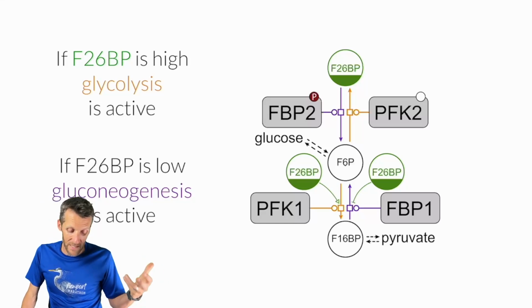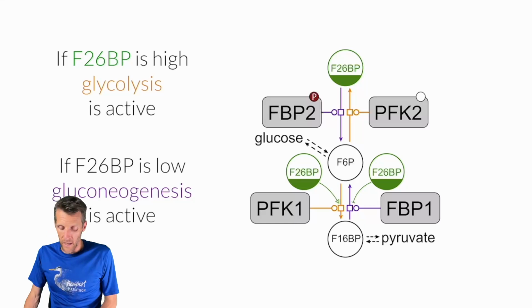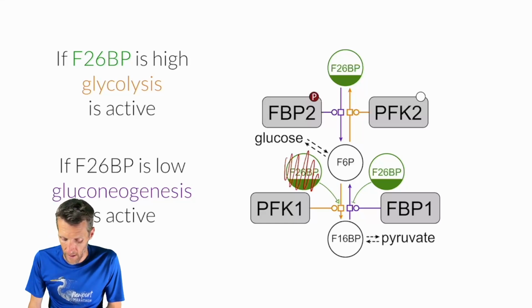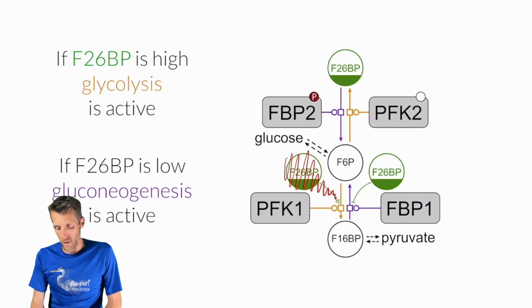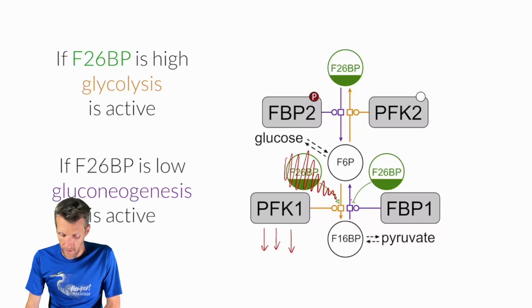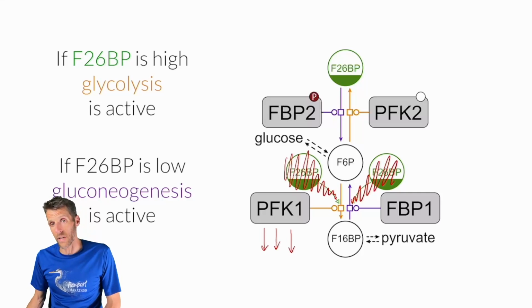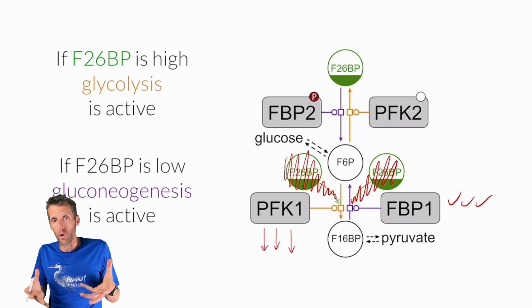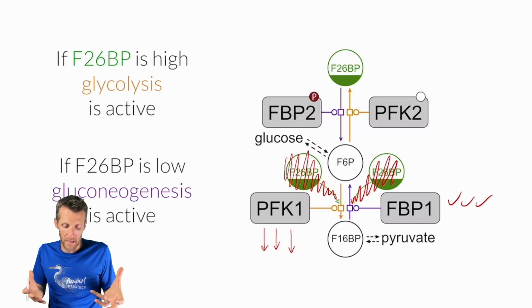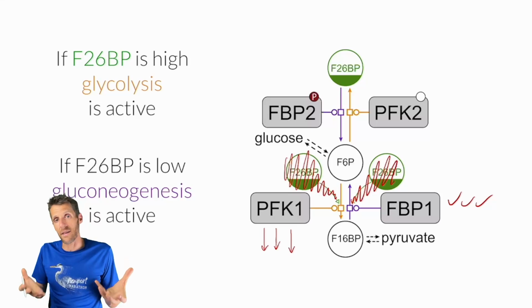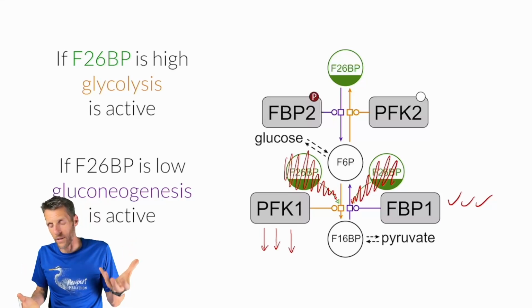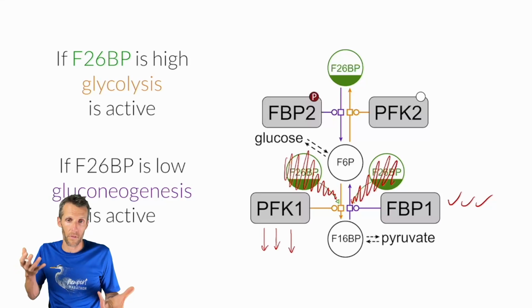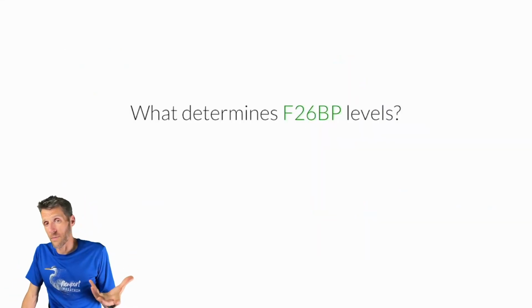If F26-bisphosphate, F26BP, is low, gluconeogenesis is active. Why is that true? Well, this molecule is now no longer here, which means the activity of this molecule goes down. And this molecule is no longer here, it's no longer inhibiting activity, so the activity of this molecule goes up. So this one molecule, F26BP, depending on its presence, is either turning on glycolysis or turning on gluconeogenesis, right? It does both things at the same time. All right. So what determines F26-bisphosphate levels, right?